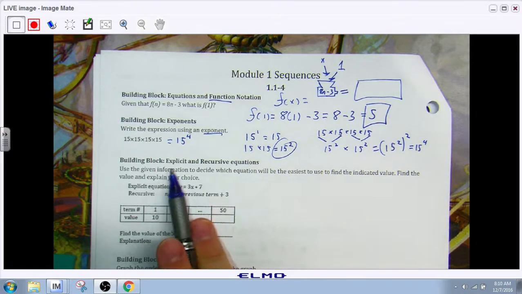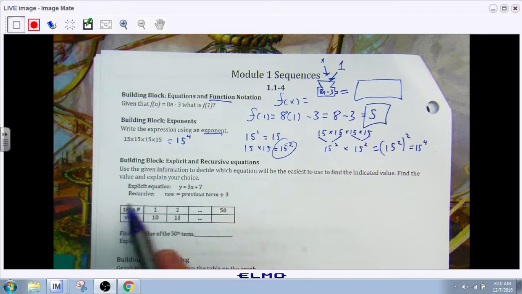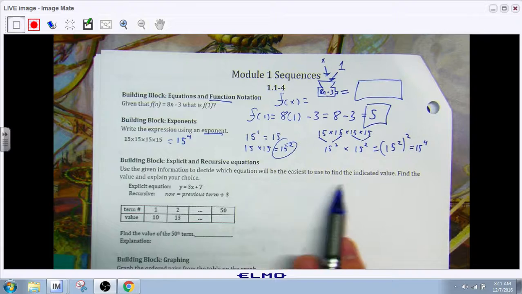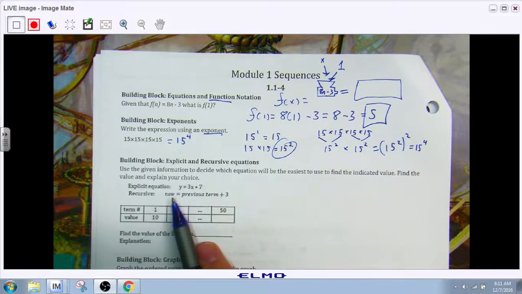All right, so now we're going to build explicit and recursive equations. We're going to use the given information to decide which equation will be easiest to use to find the indicated value, find the value, and explain your choice. So we're given an explicit equation, we're given a recursive equation, we're given the first and second terms, and we want to find the 50th one. So which one is going to be easier?